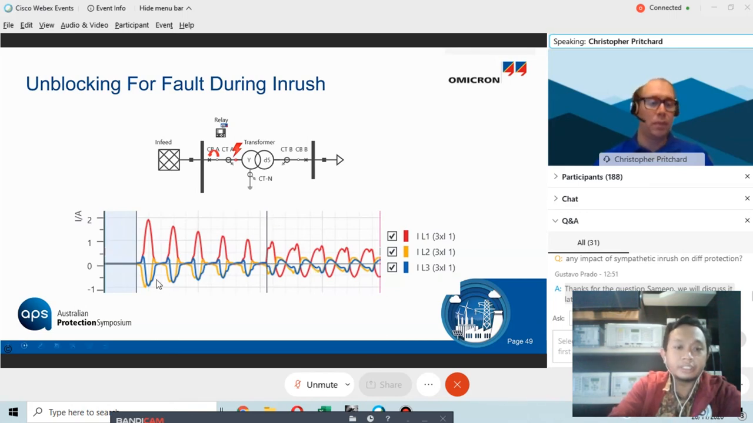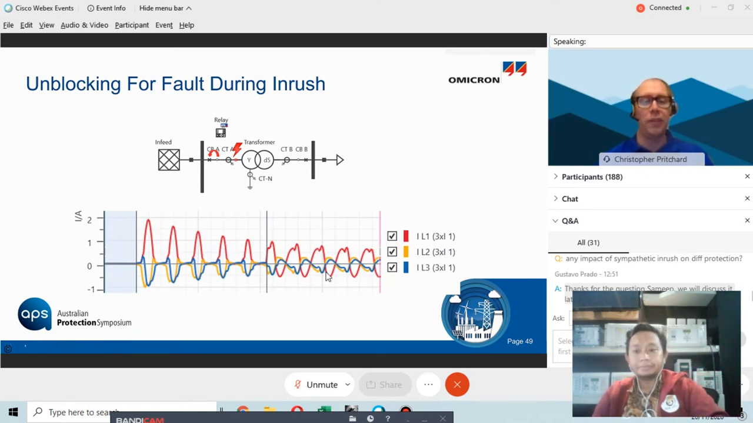Nah, harusnya di sisi sini ini waktu inrush, di sini-sini harusnya trip karena memang ada gangguan. Gimana relay ini bisa menangkap membedakan apa enggak? Sequence of events. Same is true for sympathetic inrush.